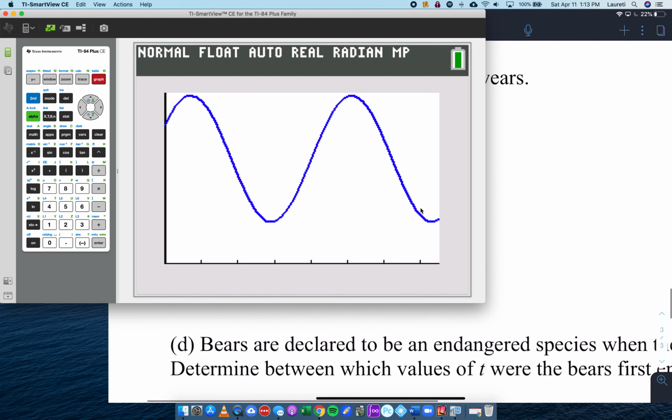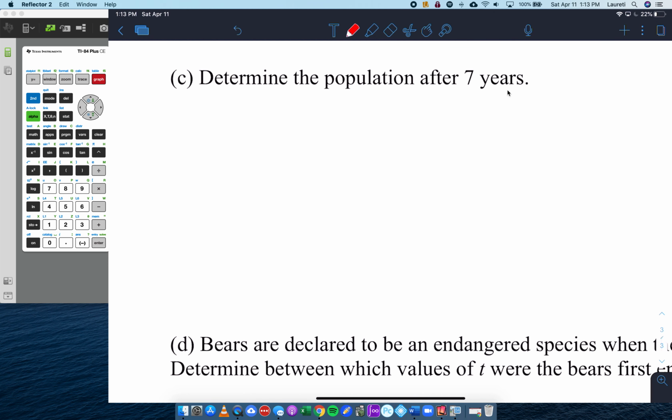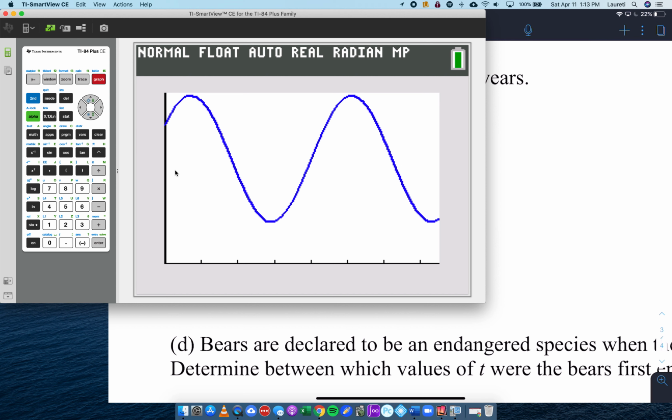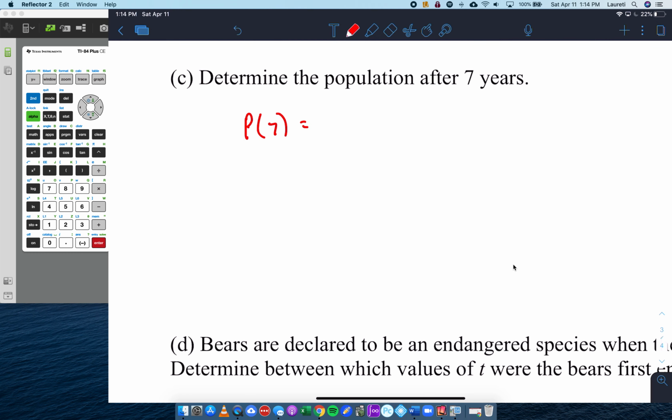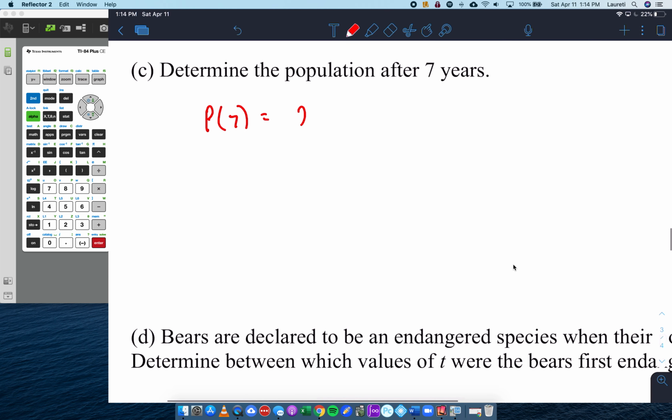For question C, it says determine the population after 7 years. So you're doing P of 7 equals what? When you go to your graph, you can hit trace, type in 7, because that's the x value that you want, and hit enter. Rounding to the nearest whole number, that says 227 bears. So after 7 years, there are 227 bears in the forest.